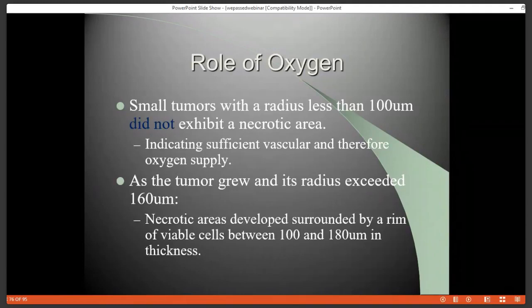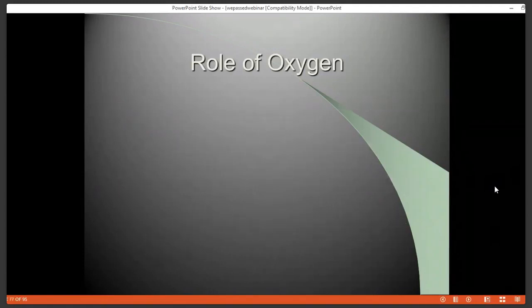And we see this by looking at different groups of cells. Group 1 cells are close to the vessel. Group 2 and 3 cells, which are still viable but lacking oxygen, tend to be a little more radio resistant. And then as you get farther away than that, the cells start to die and you see areas of necrosis. But you see this viable rim of cells around each vessel in the tumor.